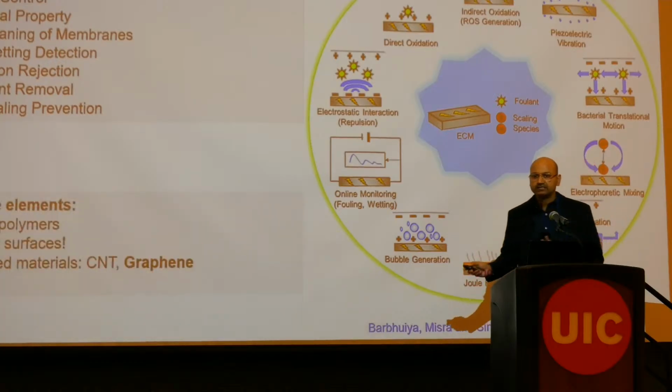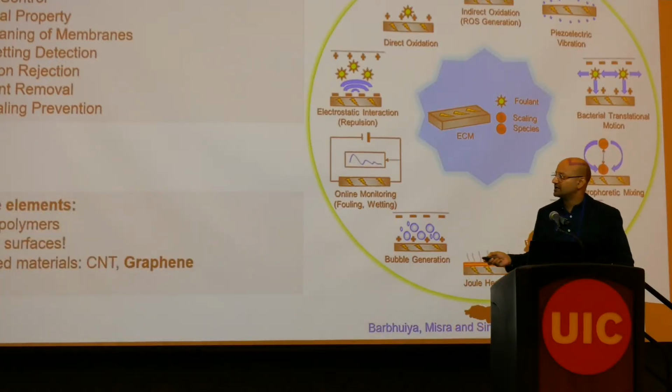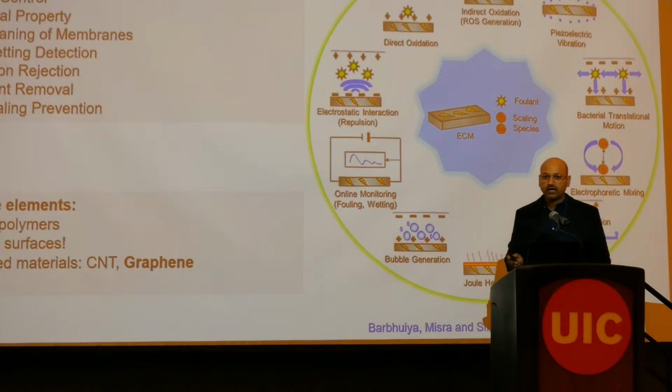And in general, in the last 15 years, the majority of conductive elements used were conductive polymers. There are some papers on metal-based surfaces, and the majority nowadays, in the last 5 or 10 years, is carbon nanotube and graphene, which are the main elements used to make these membranes.